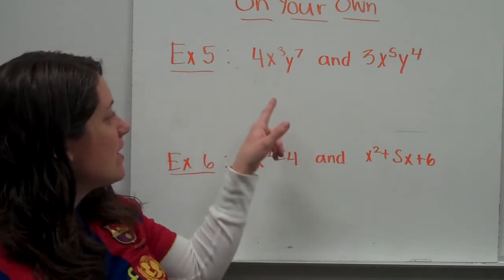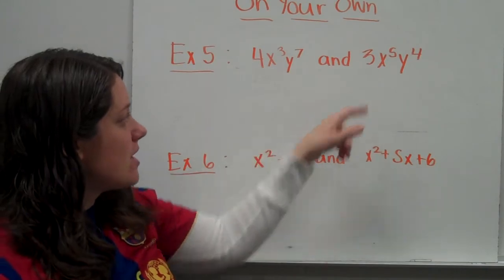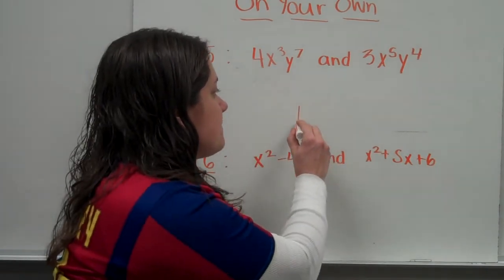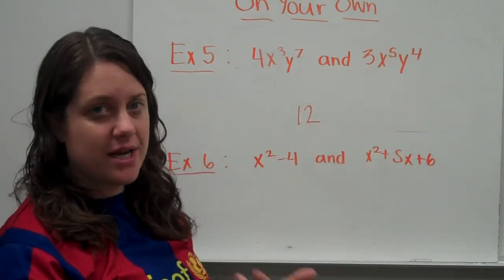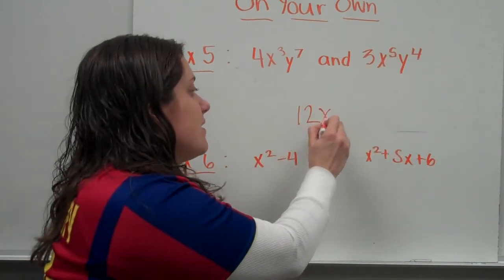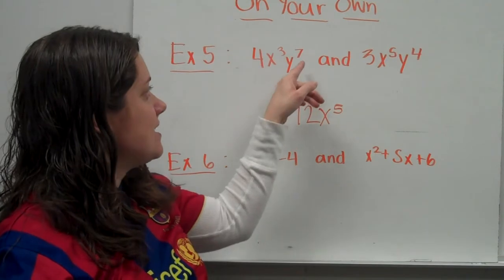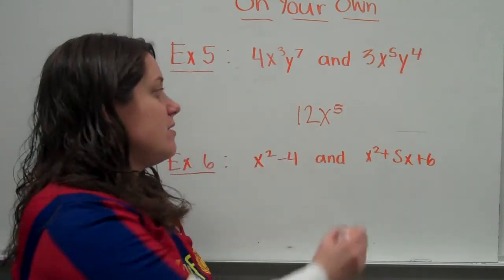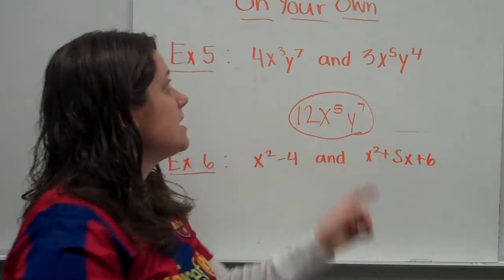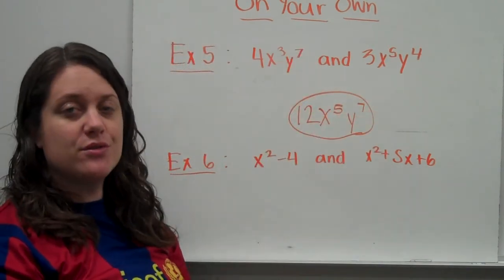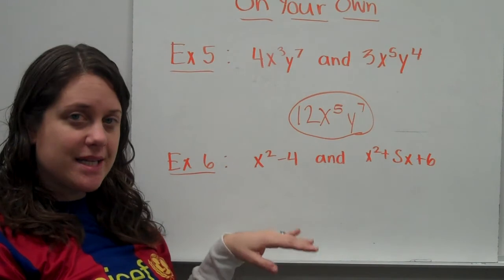Welcome back. So if I look at this, the least common multiple of 4 and 3 is going to be 12. Okay, but if I have x to the third and x to the fifth, remember I need to take the bigger one, so x to the fifth. And if I have y to the seventh and y to the fourth, it would be y to the seventh. So there is the least common multiple of those two numbers. Alright, pause again to solve this one.